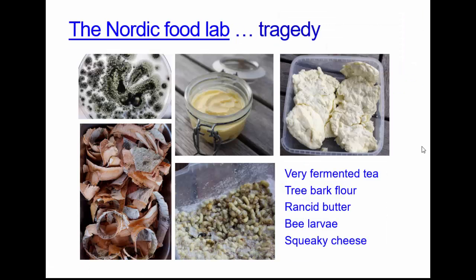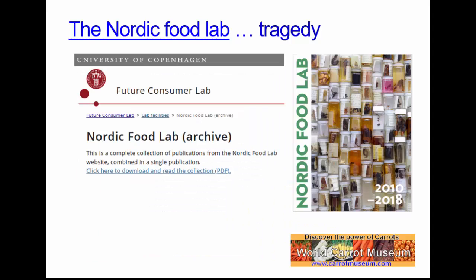Gone but not forgotten. The Nordic Food Lab was the best thing in the web, covering all manner of strange things eaten by our Scandinavian friends, including tree bark, flour, multiple stages of rancid butter, squeaky cheese, and lots of others. It's now been subsumed into a University of Copenhagen archive, which isn't as well presented, I don't think. You can download the whole archive from this link here. It's a 487-page PDF, which I will muse over when I have time.